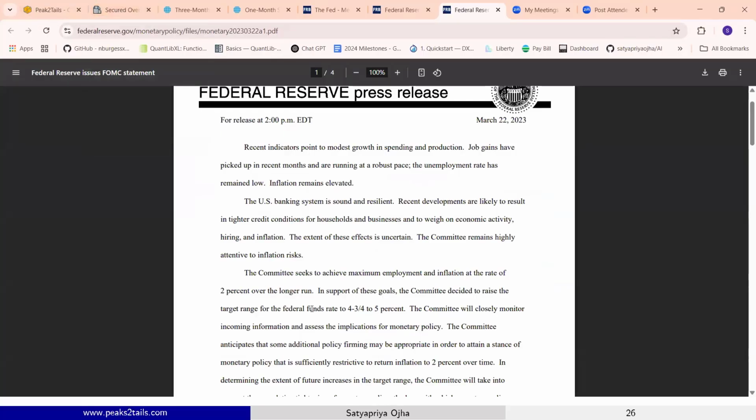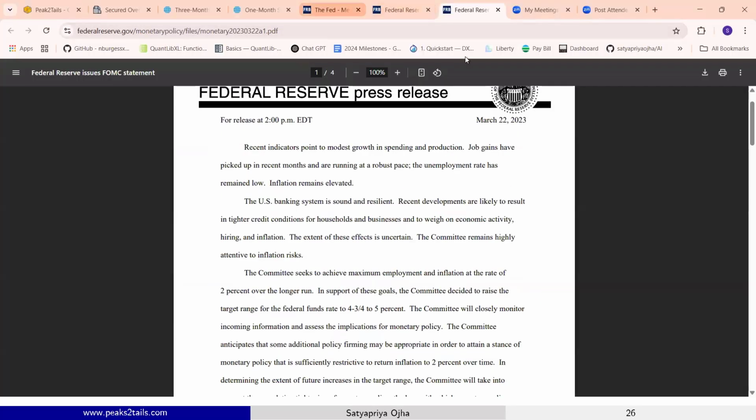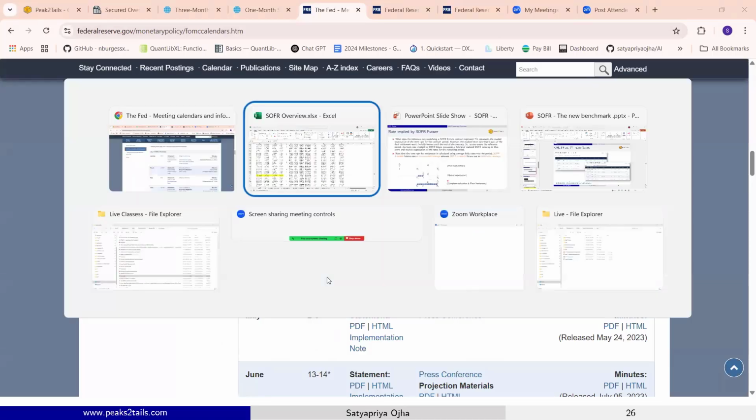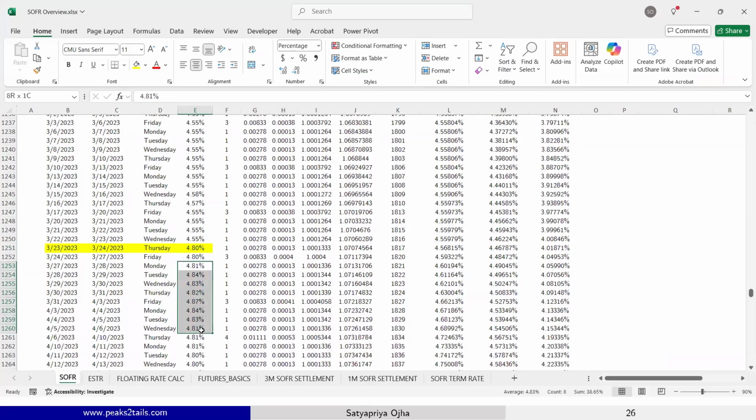So which date was it? It was 22nd March, so you would see that jump on the 23rd. On 23rd of March 2023, from 4.55, there is a 25 basis point jump again. And again, that continued. So from a modeling perspective, this is important, guys.